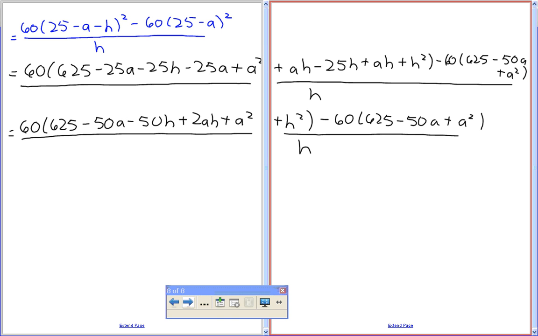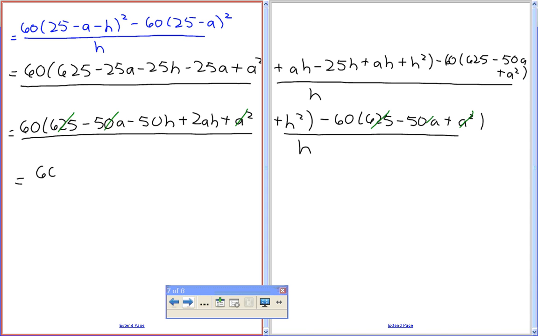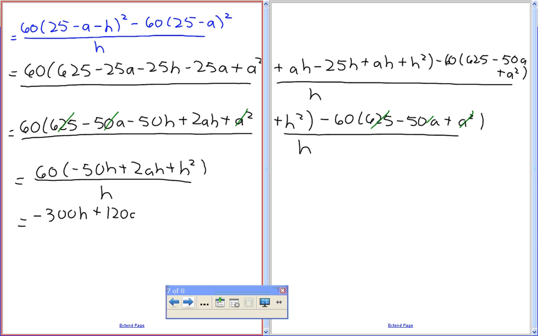I'm going to cancel here. Since we're times with 60 times 625 is gone there and there, 50 and A squared. So I'm just left, and that 60 is gone, so I'm just left with 60 times negative 50H plus 2AH plus H squared all over H. That turns to be negative 300H plus 120AH plus 60H squared all over H, which turns into negative 300 plus 120A plus 60H, which I think is right.